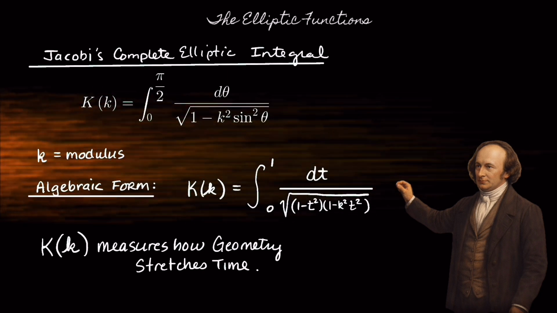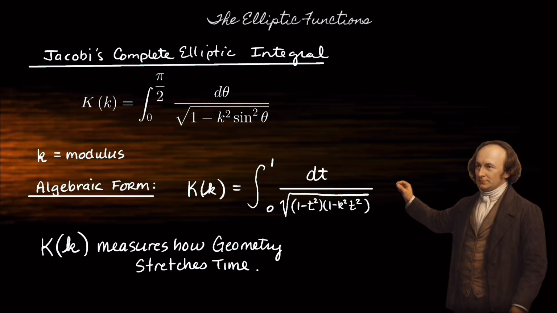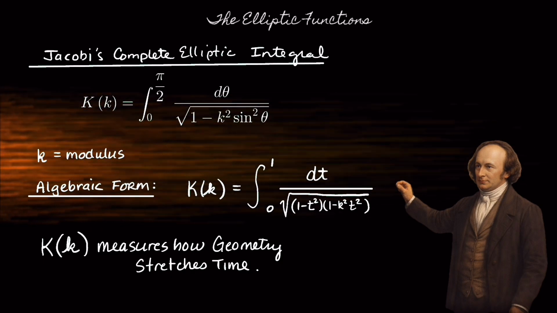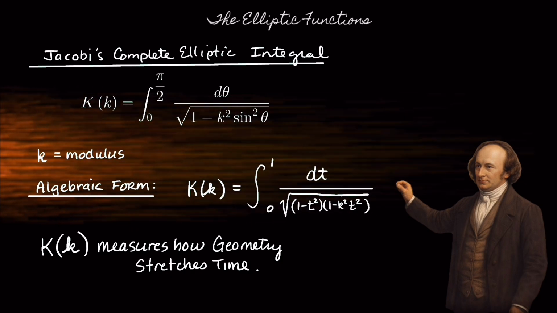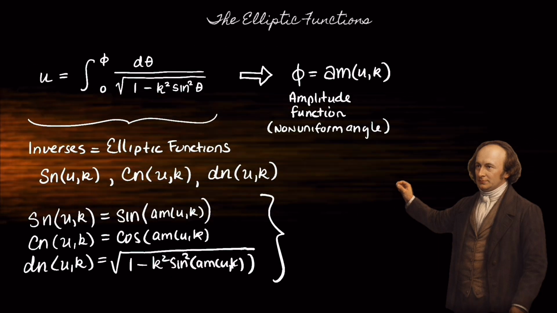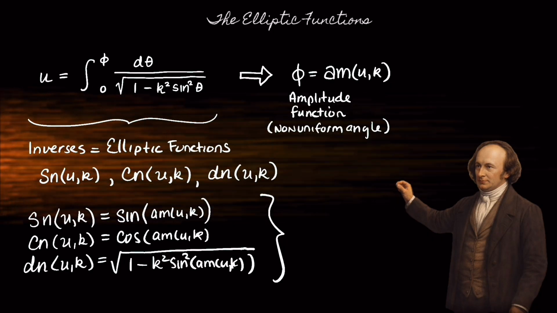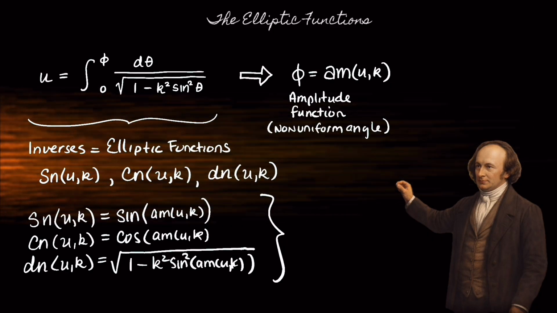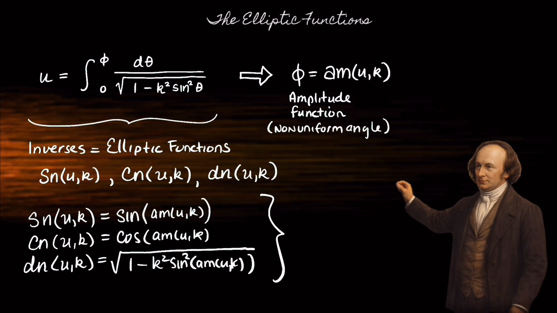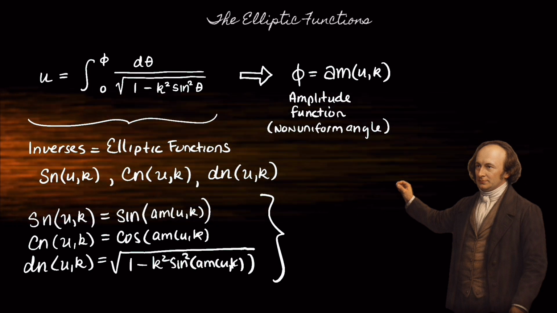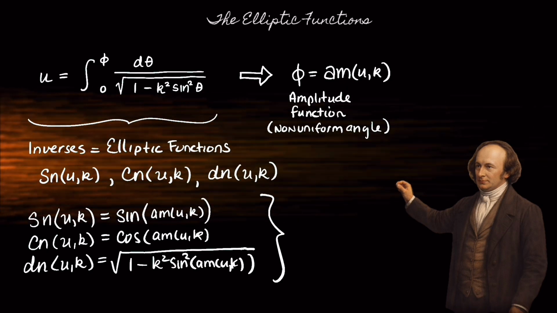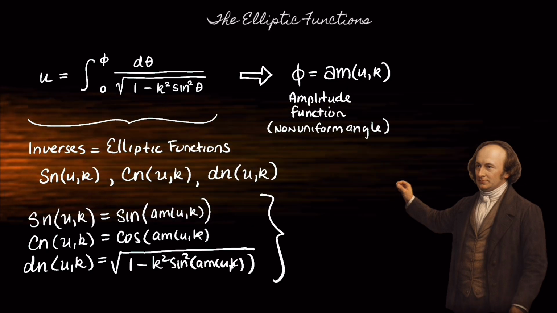Then Jacobi completes the elliptic integral by defining capital K of lowercase k as this integral, where k is the modulus, and also demonstrated in algebraic form here. And he says that this defines how geometry actually stretches time. Now, in Jacobi's construction, he wants to define the amplitude function, which will help define his forms of the elliptic trigonometric functions. And so the inverses, these elliptic functions, can be defined as long as we can define this amplitude function.